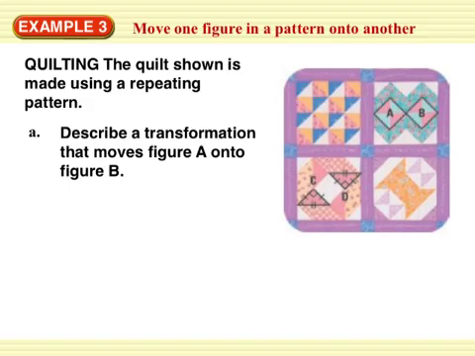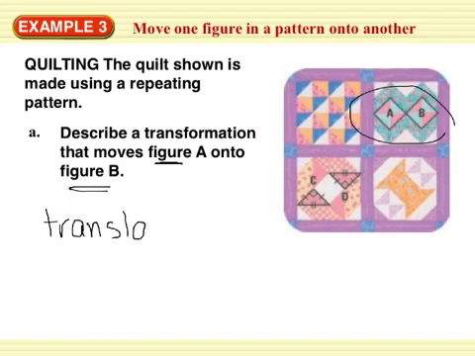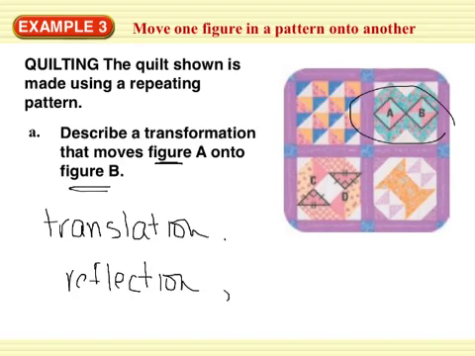Alright, quilting. The quilt shown is made using a repeating pattern. Describe the transformation that moves figure A onto figure B. If we look right here, figure A and B, they're two squares or diamonds. This is either a translation, it looks like they just slid it from A to B, but it can also be a reflection. Because if we don't pay attention to the colors, just the shapes, it's a reflection. And it can also be a rotation. Any one of those would be a correct answer.